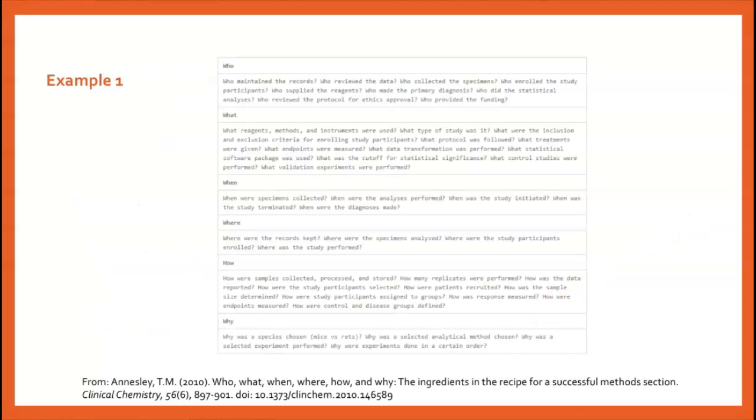Before we go there, I do want to point your attention to this wonderful table from Ainsley's article that you guys read for today. Who, what, when, where, how, and why: the ingredients in the recipe for a successful methods section. And the table gives us different questions to ask to make sure that we're addressing them in our methods section, organized by who, what, when, where, how, and why. And the why is really focused on why did you select a certain method over another, particularly if there is maybe some contention you feel.